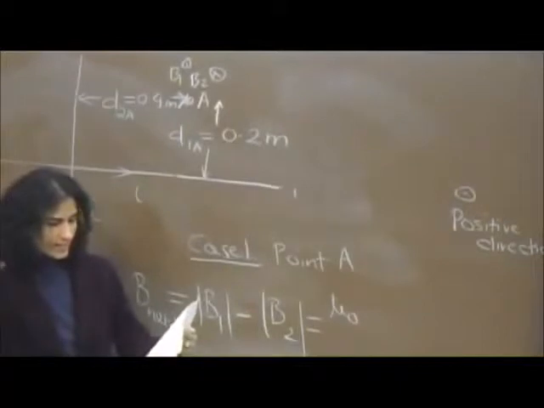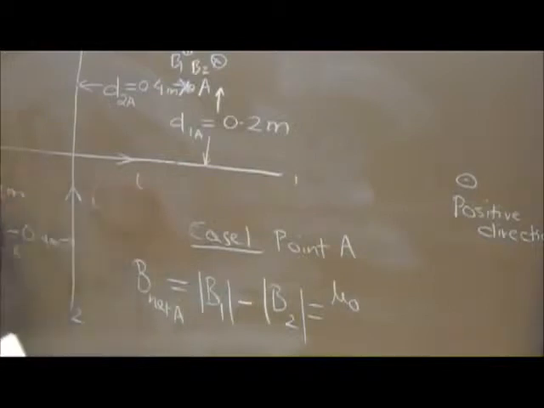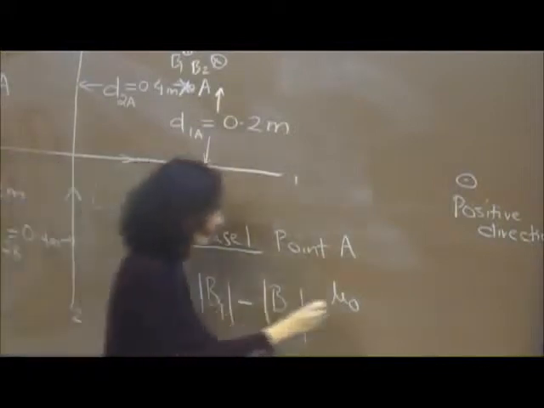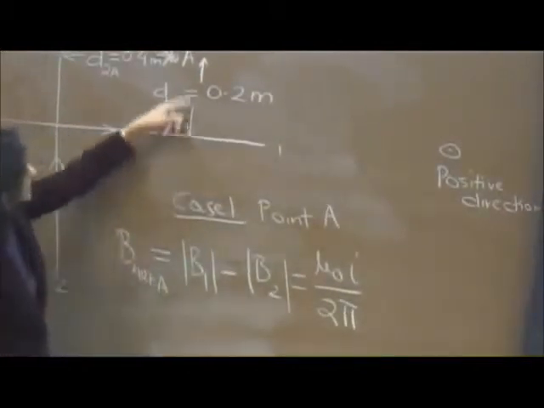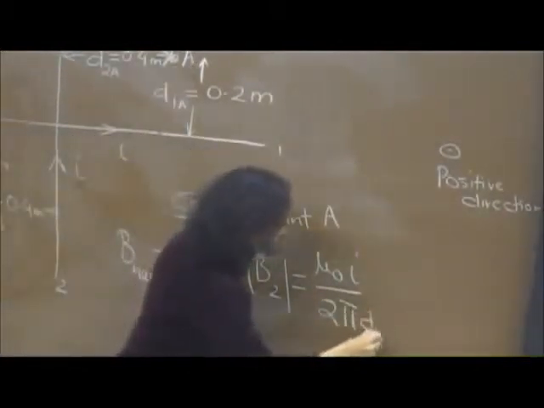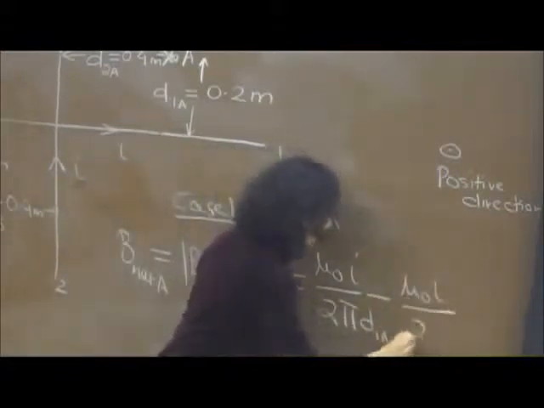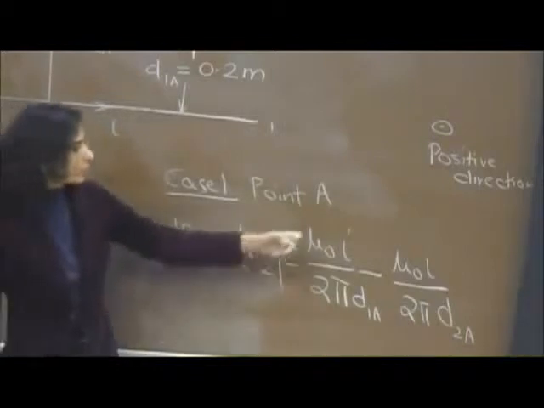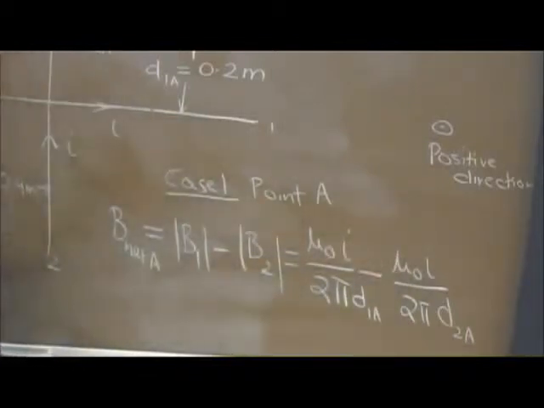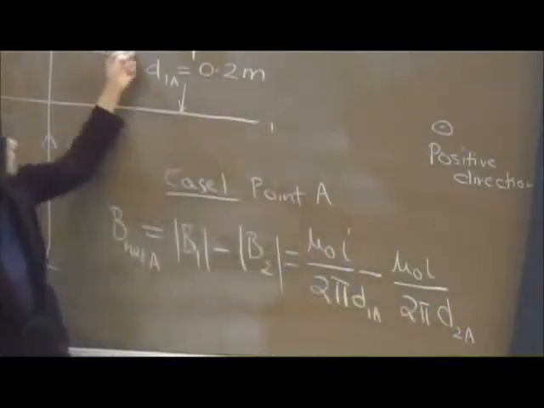Is the current the same in both wires? Yes, both of them are carrying a current of 5.6 amperes. So the current in each of these wires is the same, and I is given to us to be 5.6 amperes. So B1 will be mu 0 times I divided by 2 pi times this distance, D1A, and then B2 will be mu 0 times I divided by 2 pi times D2A. I'm not going to plug in the numbers. You know the value of mu 0. I is the same, 5.6 amperes in each case. D1A is given to be 0.2 meters. D2A is given to be 0.4 meters.